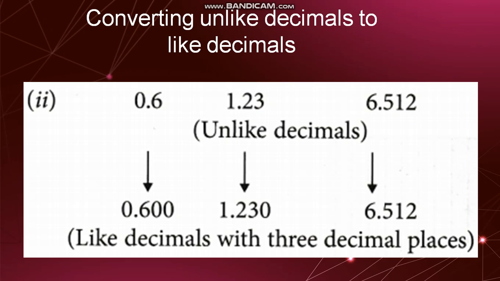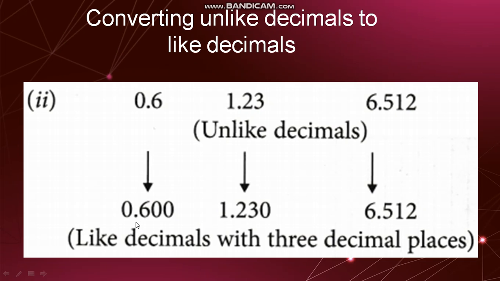Let's see how. For this you have to choose the decimal number with the maximum number of digits after the decimal point. This has one digit, this has two, this has three. So this is the number with more digits after the decimal point. I am going to make the rest of the decimals match it, so every decimal should have three digits after the decimal point. But here only one digit is there, so I am going to add two zeros. Adding zeros will not change the value. 0.6 and 0.600 are the same. The value will not change.